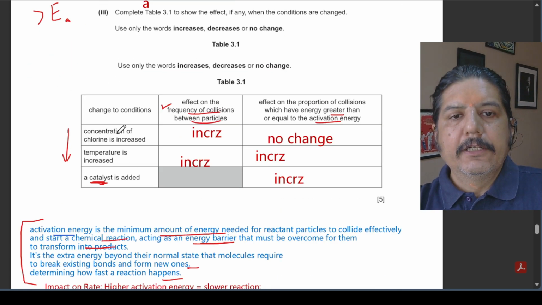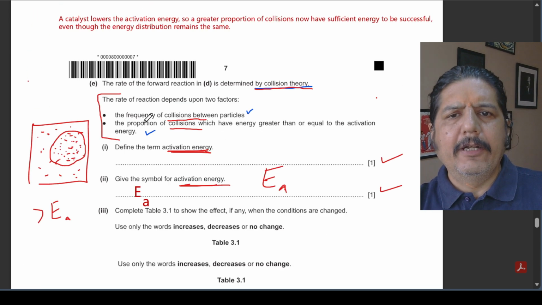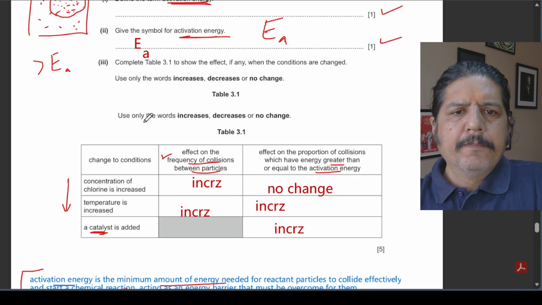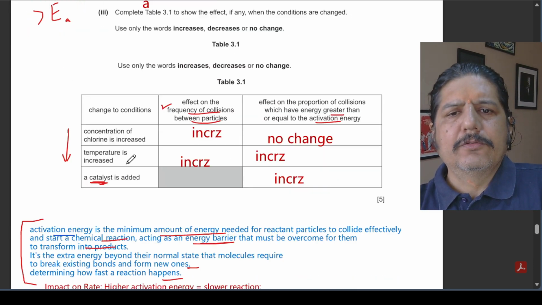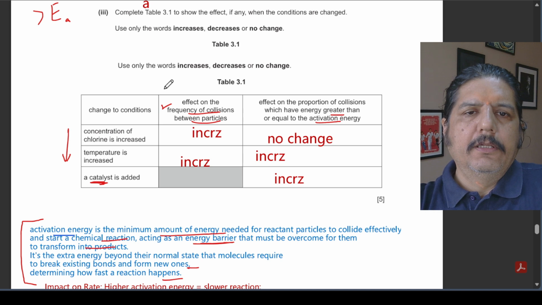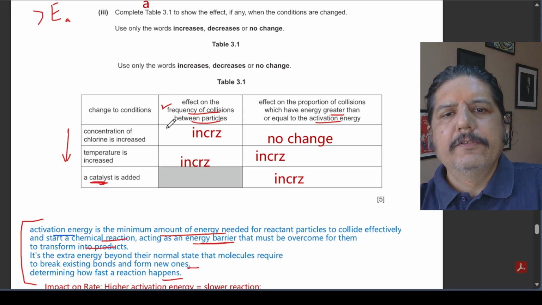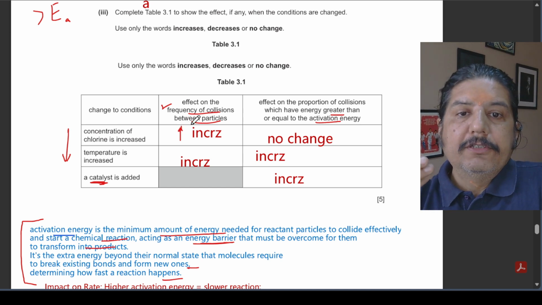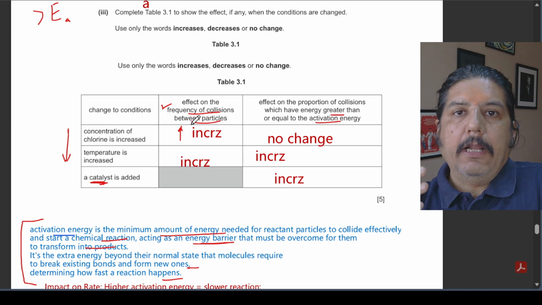So when the concentration of chlorine is increased, there might be some reaction which is taking place. It doesn't matter which reaction, some reaction where chlorine is being used. So when the concentration of chlorine is increased, the effect on the frequency of collision between the particles is that the frequency of collisions will increase.